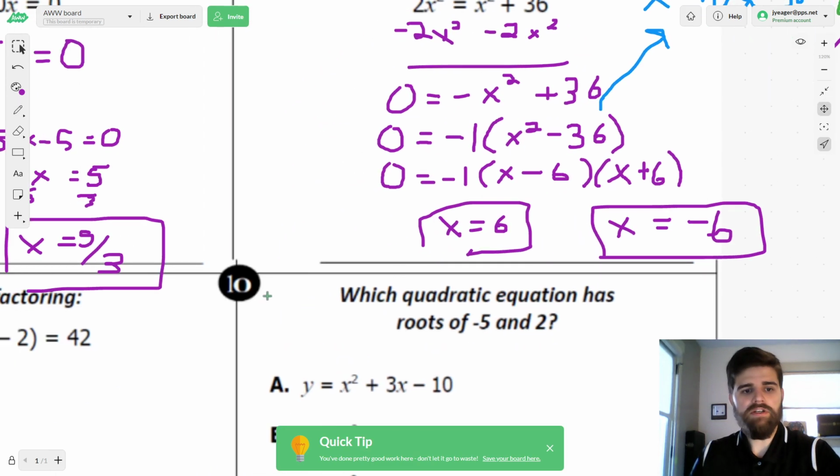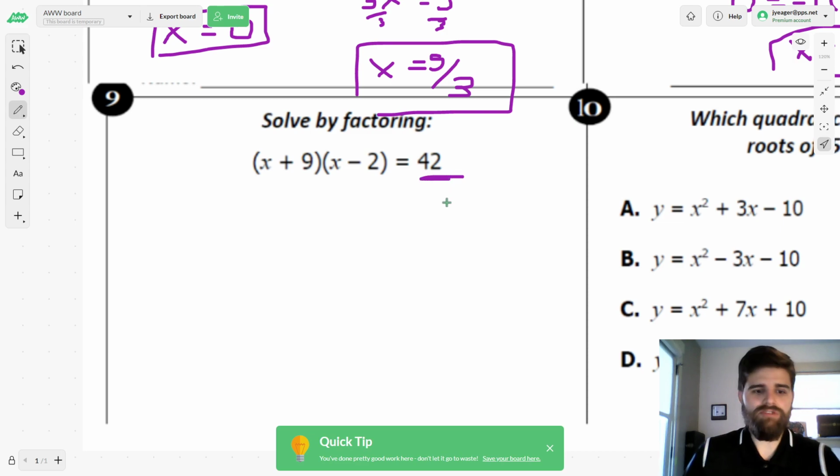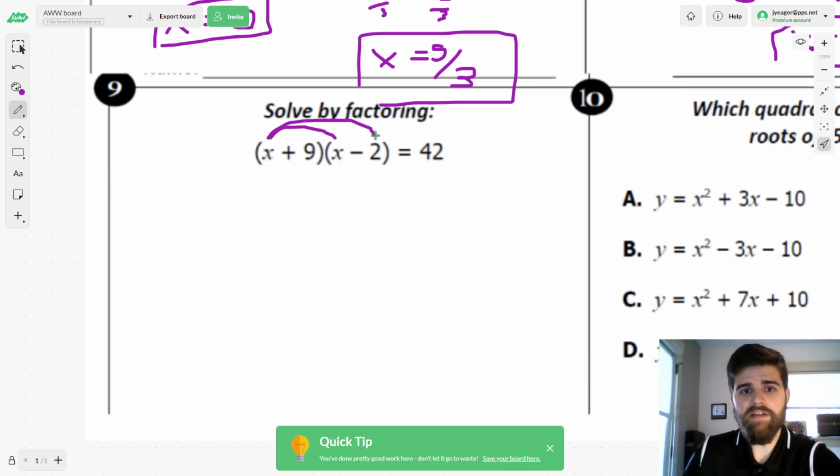All right, moving on to number 9. This one we want to solve by factoring, but the problem is it's already factored, except there's a 42 here. So even though this looks like it's going to be easy because it looks like a factored form, it's not, because it's not equal to 0. So we're going to have to multiply all this out, put the 42 into it, and then refactor it. This is going to be a little bit of work, but shouldn't be too hard as long as we're very careful. So again, we need to multiply this out so that we can incorporate the 42.